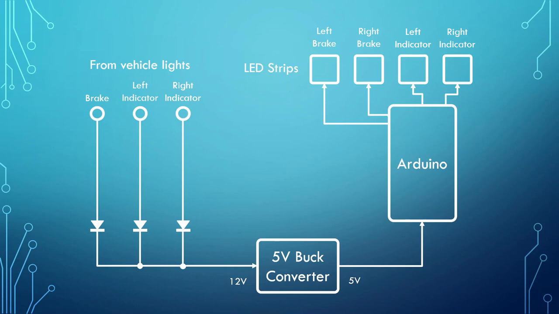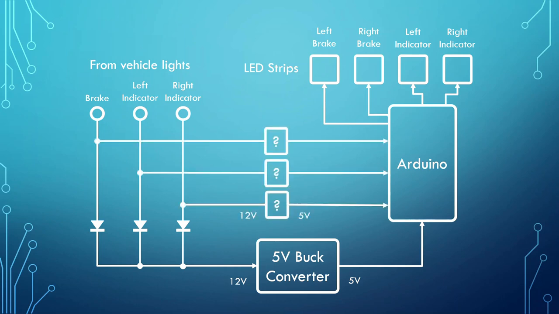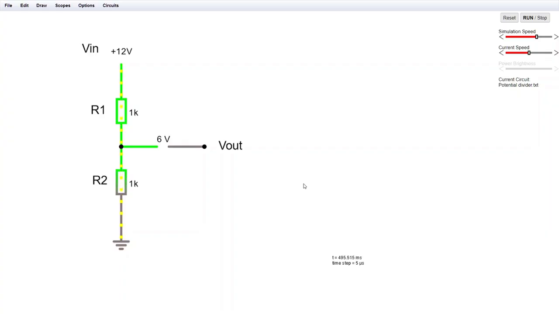We'll also have to signal to the Arduino which of the lights are on, and the main problem here that we have to solve is connecting the 12 volt signals from the car lights with the 5 volt digital inputs of the Arduino. The simplest way to do this would be to use a potential divider. And a potential divider is just two resistors in series, and we can vary the output voltage by adjusting the ratio of the two resistors.